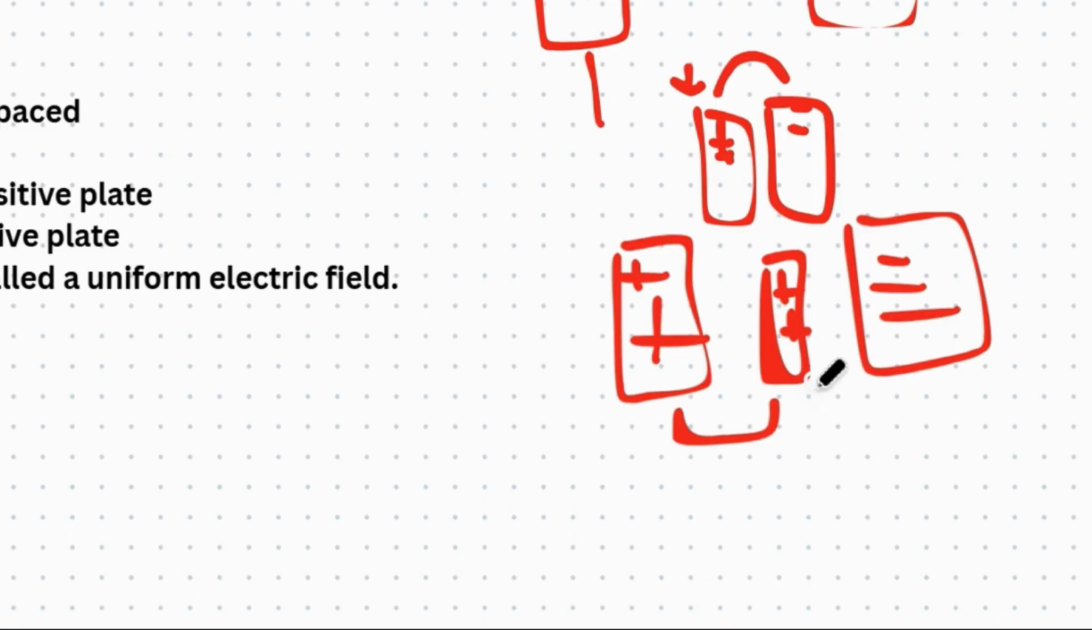Let's move towards uniform electric field. What is a uniform electric field? Plates are large and parallel. Distance between them is small. Field lines do not spread.